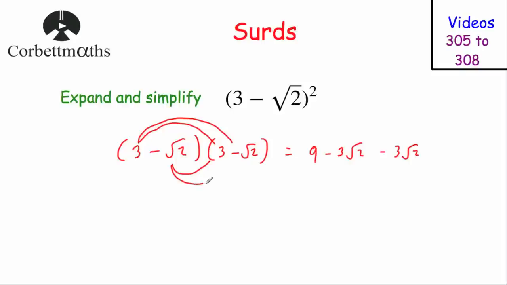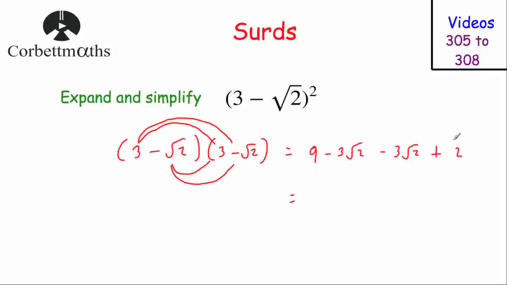And finally, we've got minus root 2 times minus root 2. Well, negative times a negative is a positive, so plus. And then you've got root 2 times root 2. Now, that could be root 4, but remember the square root of 4 is 2, so the answer just there would be 2. So now we need to simplify. So let's look at our whole numbers.